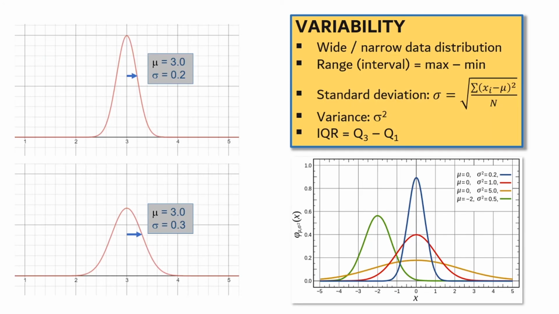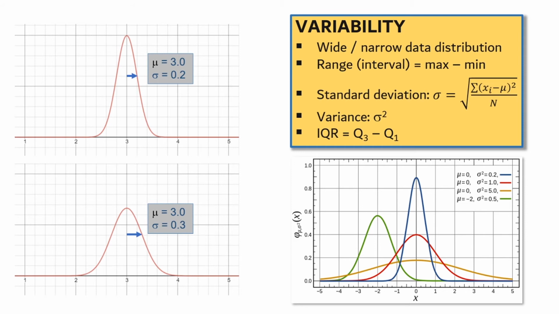The second dimension is the measure of variation, which indicates the spread of the data distribution. The measures include range or interval, standard deviation, variance, and IQR or interquartile range. Please find a way to calculate these quantities in the literature. The figure on the left shows two data sets that have the same mean but different standard deviation. The greater the standard deviation, the wider the data distribution.